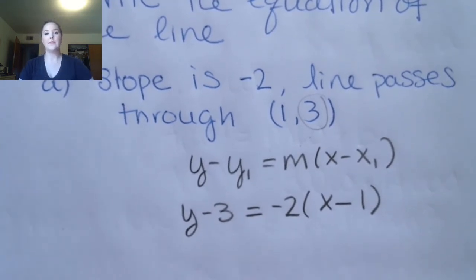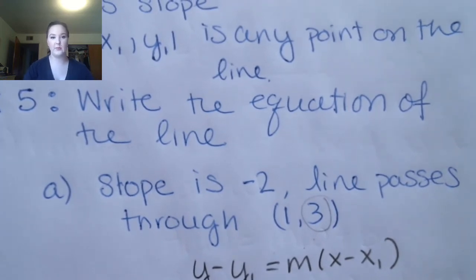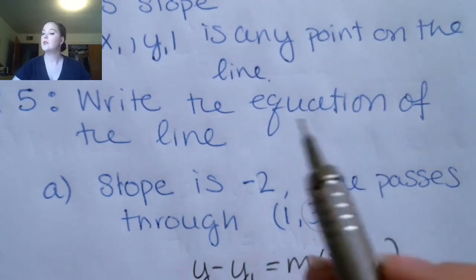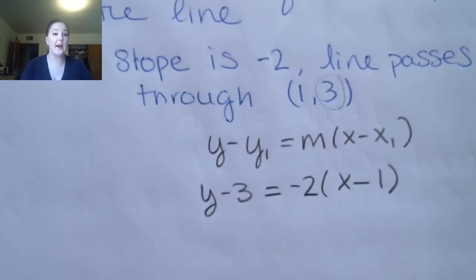Now you can simplify this if you want to put it into slope-intercept form, but it doesn't specifically ask that. So make sure you're checking the directions for what form the answer should be. If it doesn't say, then any form is okay. Here it just says write the equation. So this is the equation. We don't have to change the form if we don't want to.